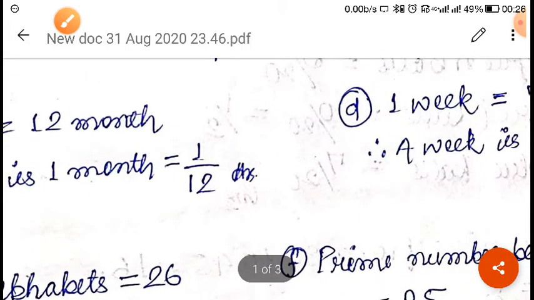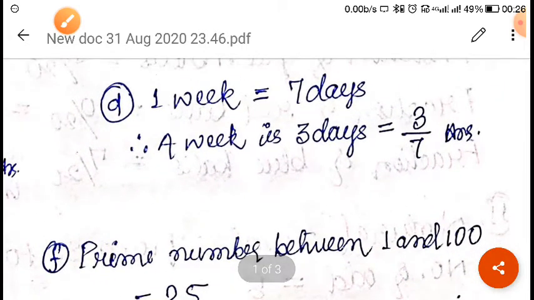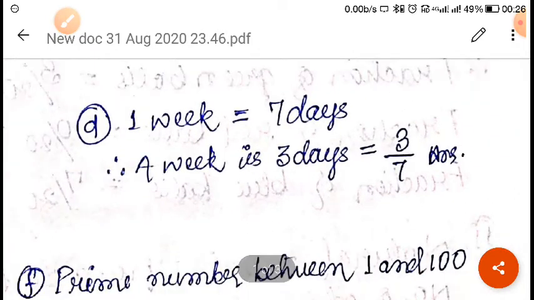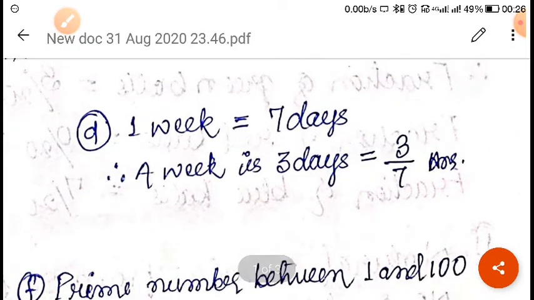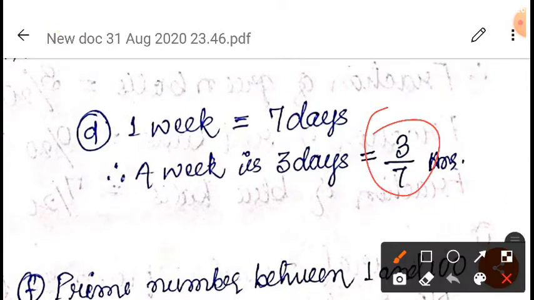Okay, after that again in question number D, 3 days in a week. A week is 3 days means what? In a week how many days? 7 days. And they are asking for the fraction between 3 days and a week. In a week we know that there are 7 days, so it will be 3 by 7, as you can see here.